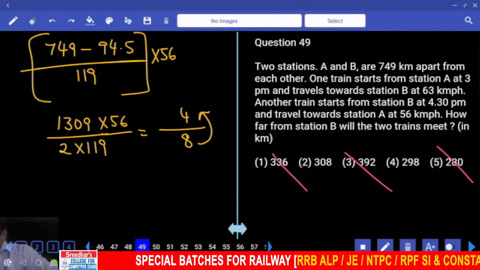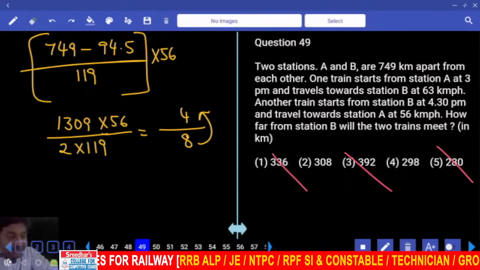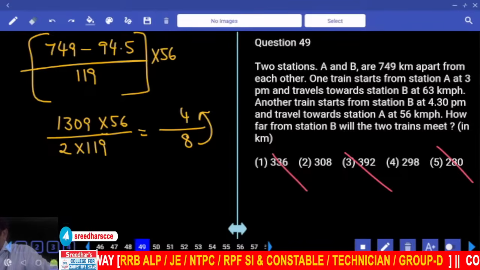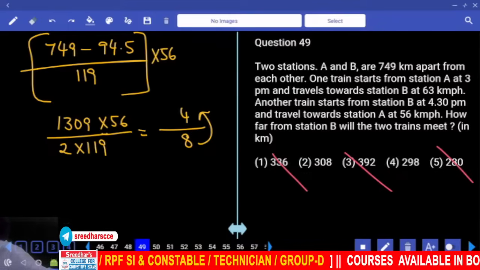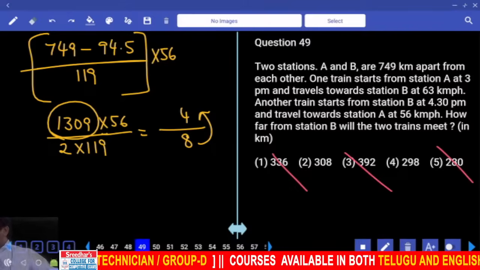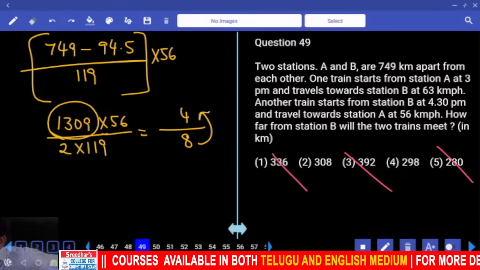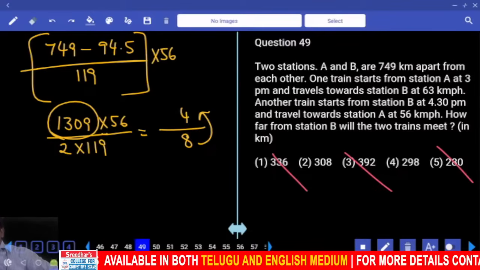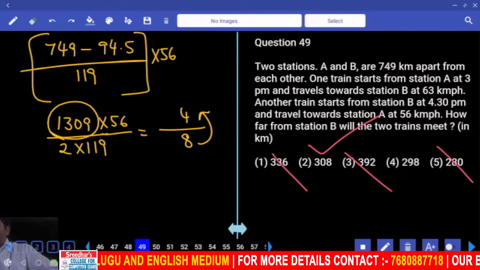Second option 308, that is a multiple of 11. Come on. Observe the fourth option, is that a multiple of 11? No. Let us verify whether our answer is a multiple of 11 or not. Let's go back again. 1309, is it a multiple of 11? Come on. In the denominator, do you have a multiple of 11? No. Then the answer should be a multiple of 11 or not? The answer must be a multiple of 11. Second option, final answer.